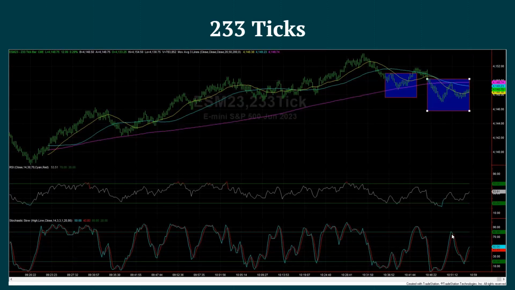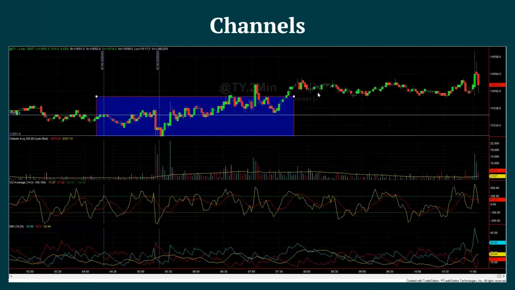Stochastics, again, on 233 ticks, can be very choppy. So, we went overbought, so that could be used. I'm very visual with the 233 tick. I just watch and look at the moving averages mainly. So I hope that was helpful.